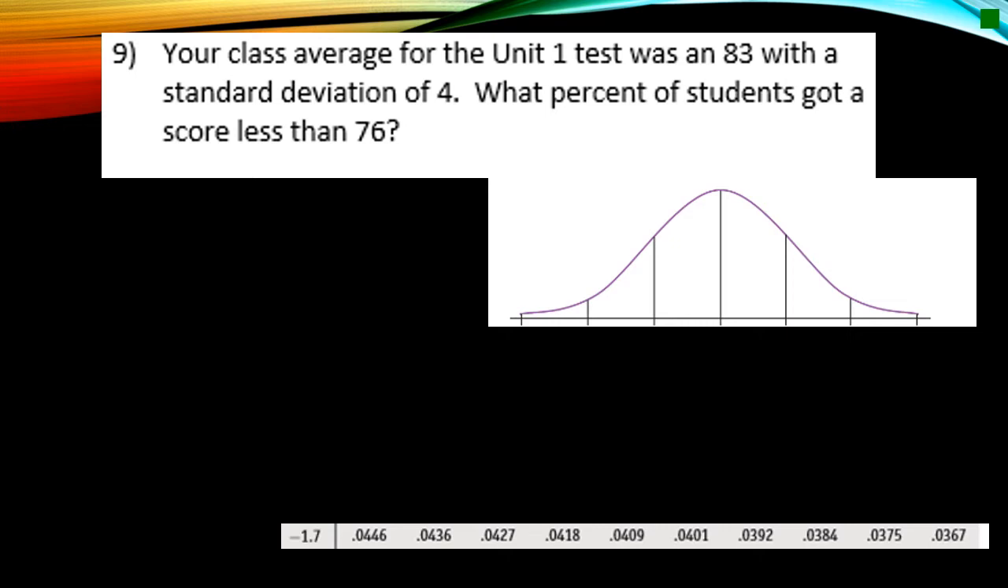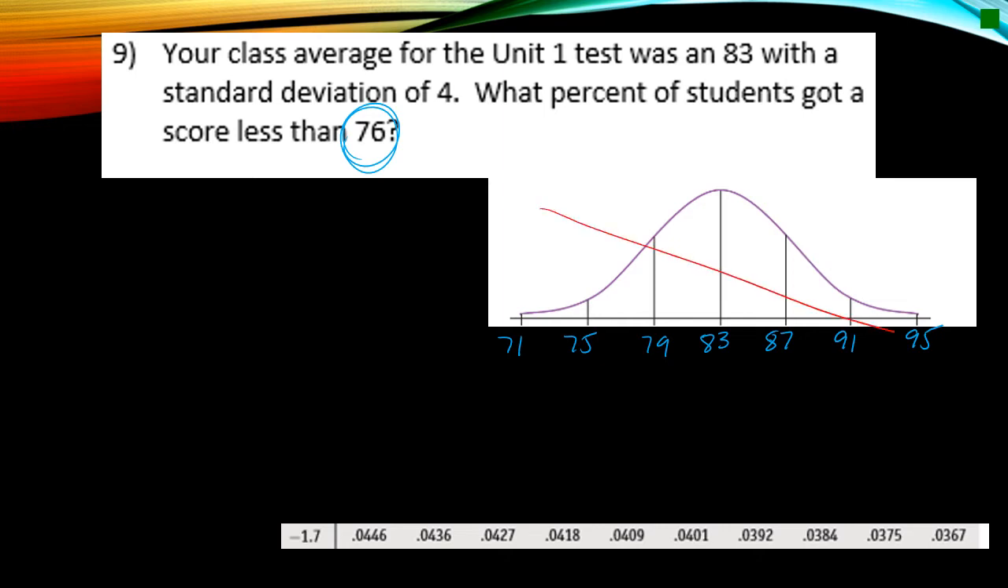So if you started out that way, you would write that your mean was 83, that's in the middle, standard deviation of 4, so you would go 87, 91, 95, and then 79, 75, 71. Okay, now we're trying to find the percent of students that got a score less than 76, and if you notice, 76 is not one of the numbers on my normal curve. When this happens, it means this is a z-score problem.